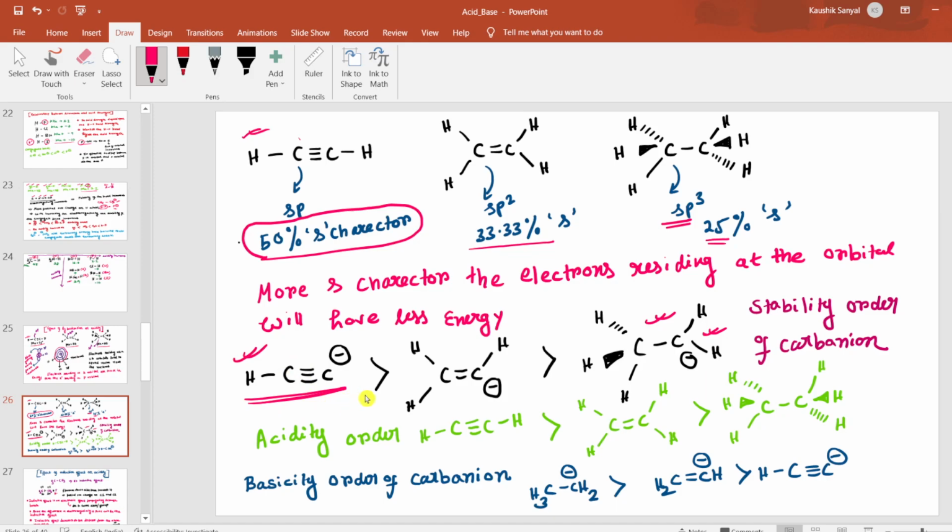So this is the order of the stability of the conjugate base. The order of the acidity will be the reverse of it. So this is the acidity order. We have said that the more stable the conjugate base is, the higher the acidity. Okay, so this is the acidity order.